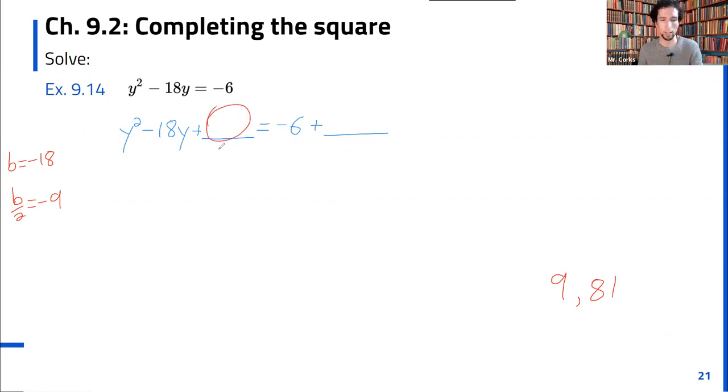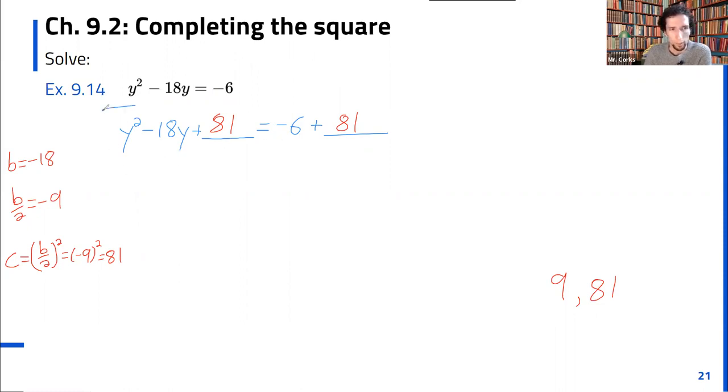81. So our c is that b over 2 squared. So our -9 squared, which is 81. So 81 is the number that we write in here to complete the square. We also need to add 81, as I forgot in the previous example, to the other side here to keep everything balanced. Otherwise, we are not going to get the right solution.